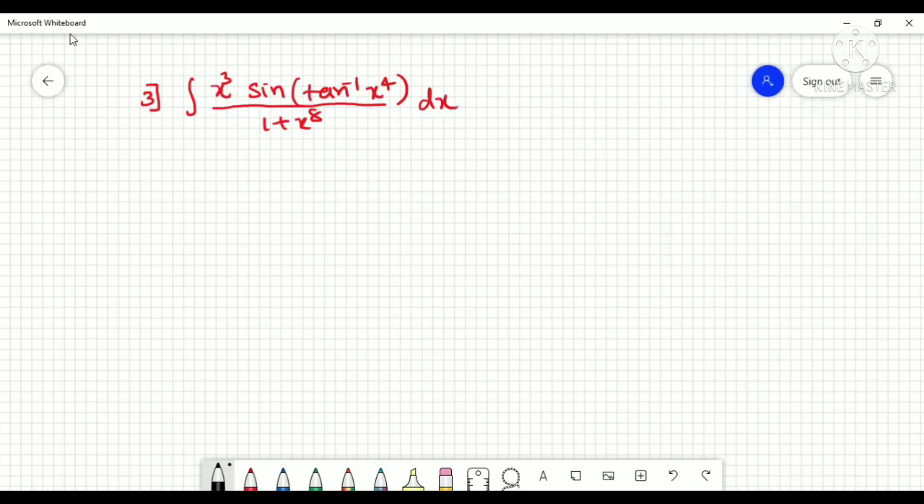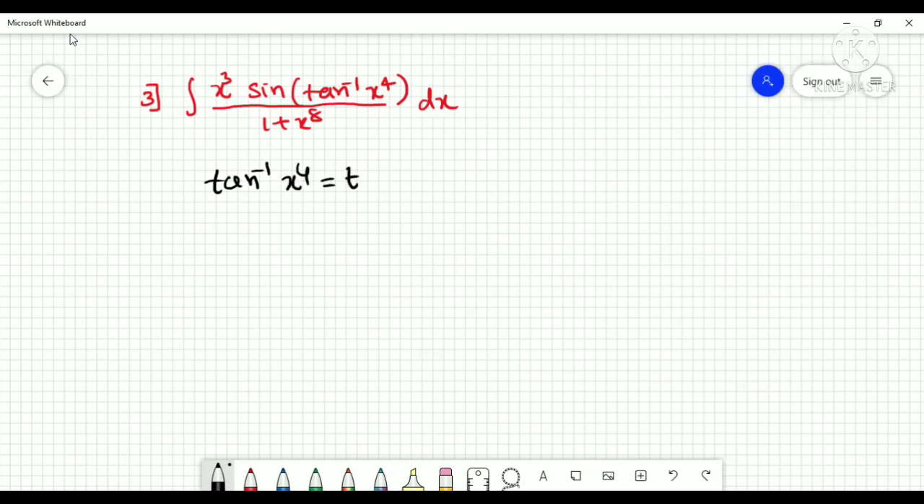Next one is the integration of x cube into sine of tan inverse x power 4 by 1 plus x power 8 dx. This we will also solve on the basis of the substitution method only. Now, what substitution do we have to put? Let tan inverse x power 4 be equal to t.